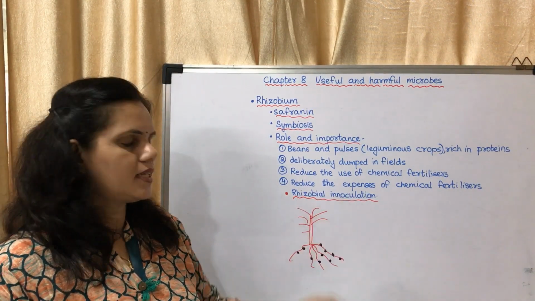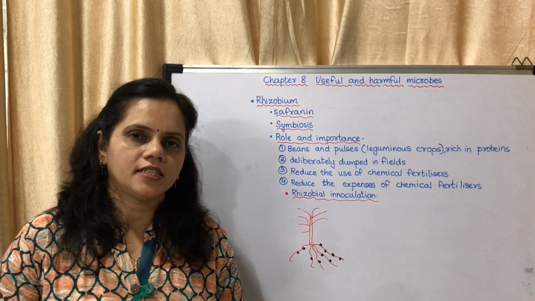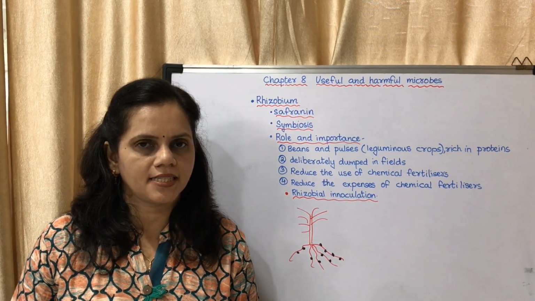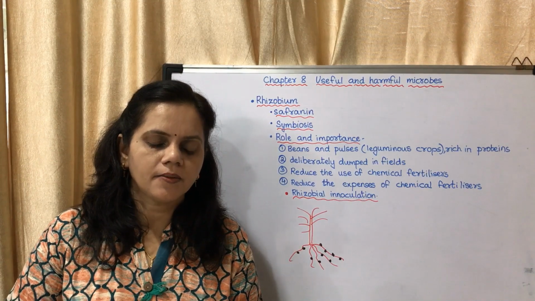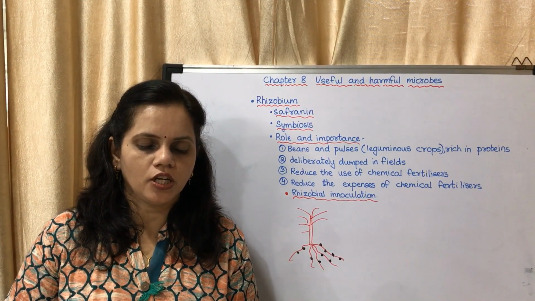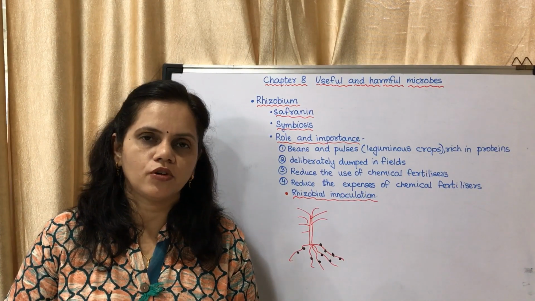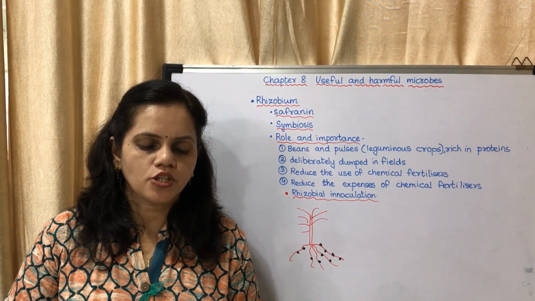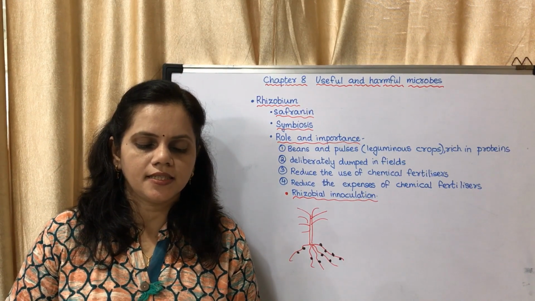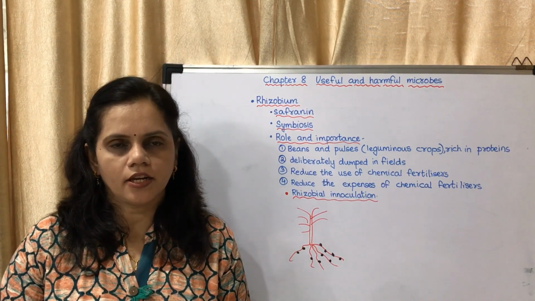Now the last topic is rhizobial inoculation. It is a 2-mark question in a box towards the right hand side. Very important part. Nowadays, seeds are coated with rhizobial solution or powder before sowing. After sowing, rhizobia enter the plantlets. This is called rhizobial inoculation.